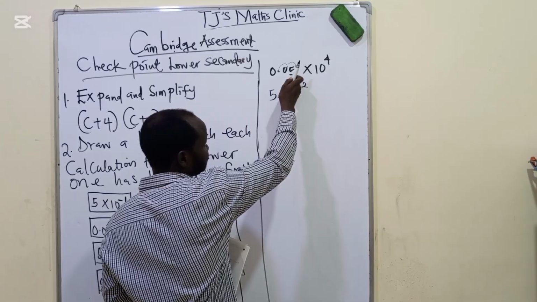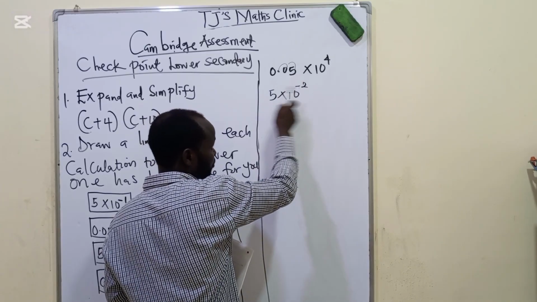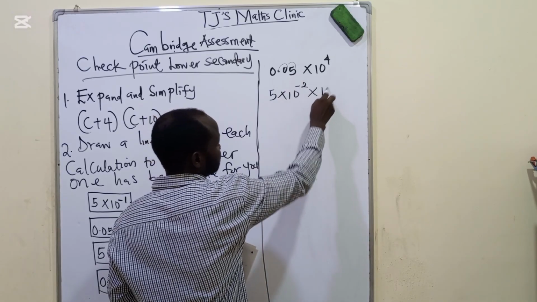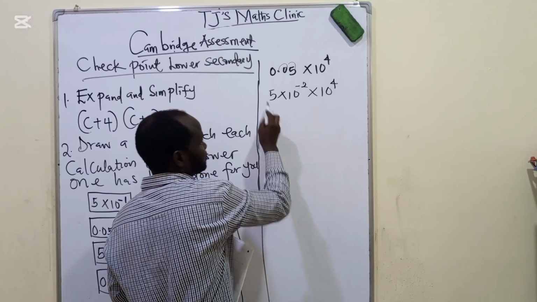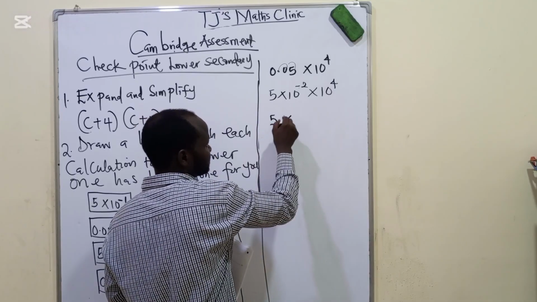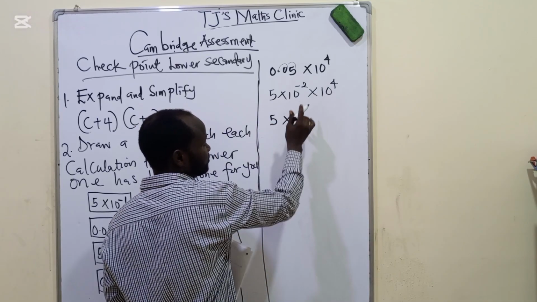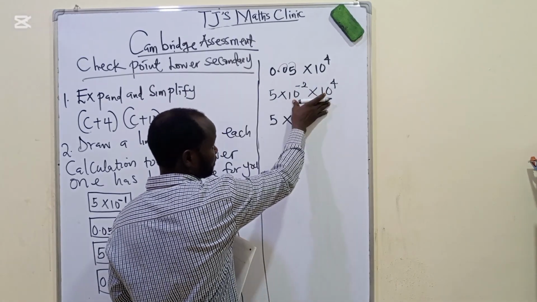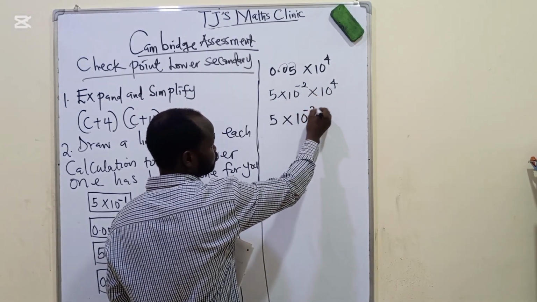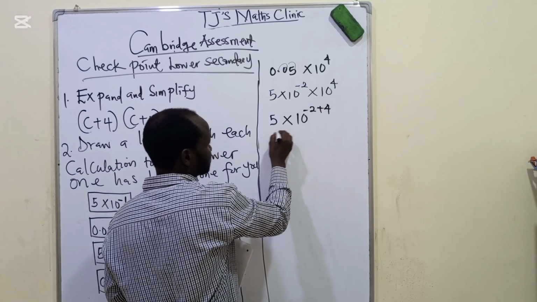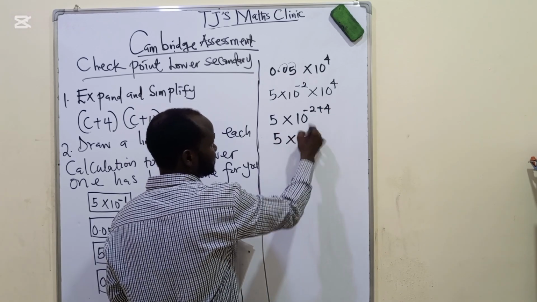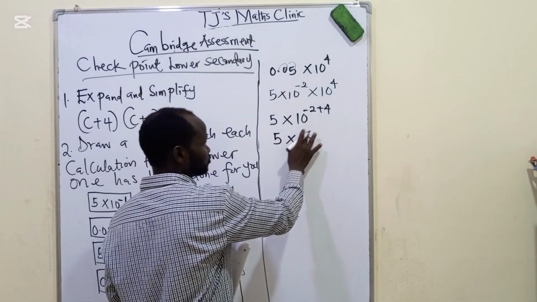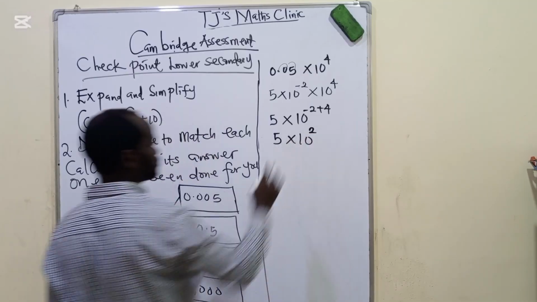This is in ordinary form. This is in scientific notation or standard form. Times what? Times 10 power 4. So this is the same as 5 times, the bases are the same here. We apply the multiplication law of indices. We pick one of the bases. Since we are multiplying, we add the powers. That will be minus 2 plus 4. This will now be 5 times 10 to the power of minus 2 plus 4. Of course, it will be 2.